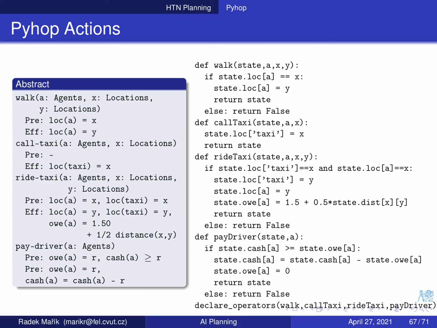Let's say we have an abstract specification of the actions. And here is how it is reflected in Python. If you try to specify the walk with these variables and preconditions, like location of A is X, and effect is location of A is Y, then in Python you write def function name, with the state always as the first parameter, and here are the parameters A, X, Y, as it was here. You perform the check of the condition, and return either the new state, where you change the location to Y, or, if it is not applicable, you return False. You can do the same thing here. It is basically repeated several times.